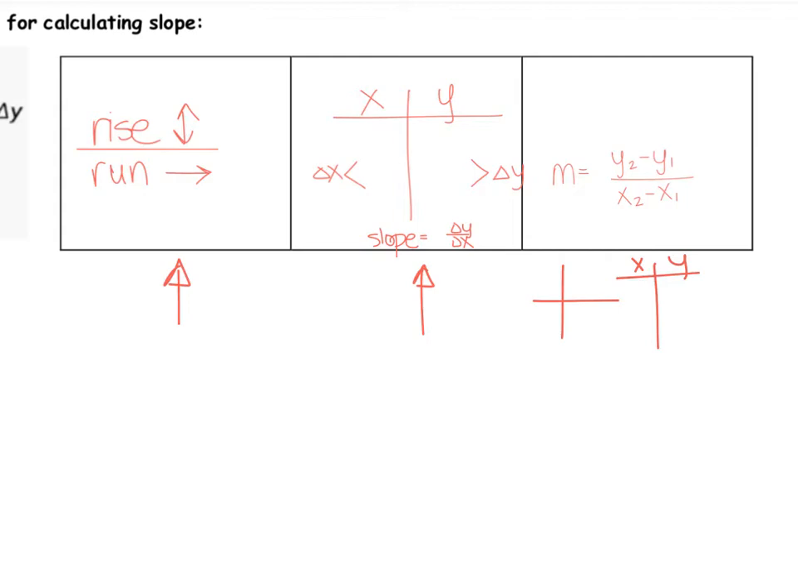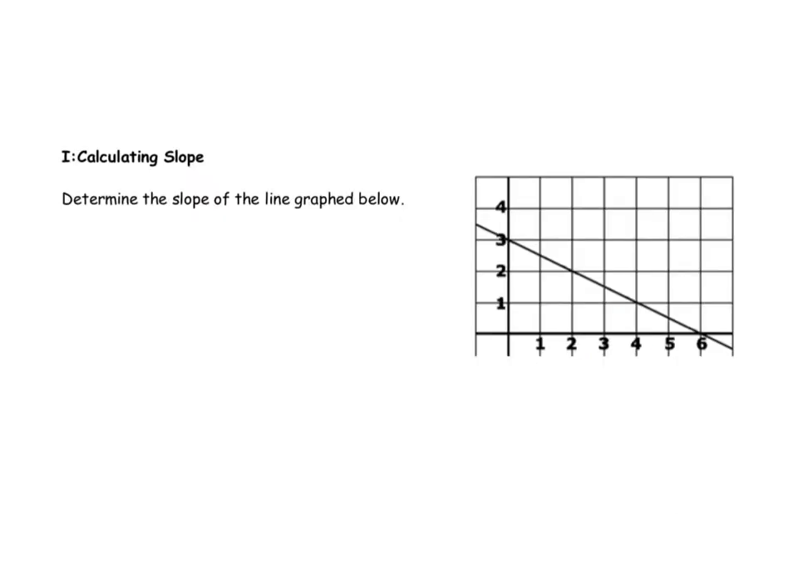And some people really like to use the formula. I would recommend using the formula when you have really big numbers, because when you have big numbers, it gets a little bit harder to graph them. So let's check out one example from each of these types. So in this first example, we're going to use the graphing method. So the graphing method is rise over run.